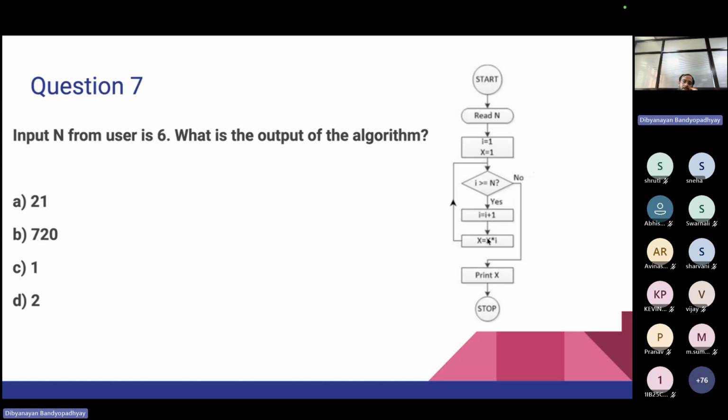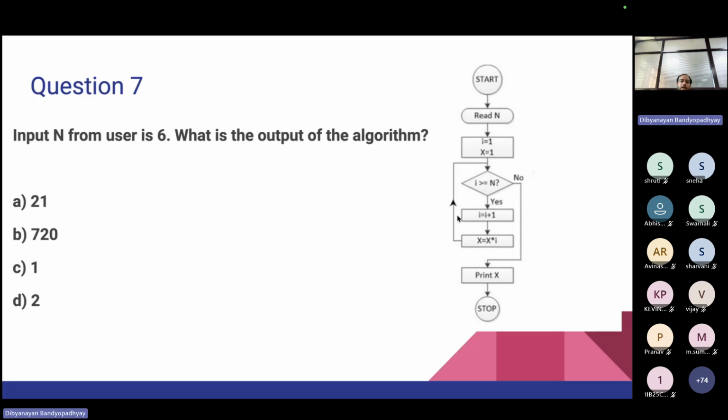Then it goes again to this step. Then it multiplies the value of x and the value of I. The value of I is 3, and the value of x from the previous step was 2. So it multiplies 2 into 3, 6. So the new value of x is now 6. It again goes back to this step, and it will basically continue like that. So it is an infinite loop.